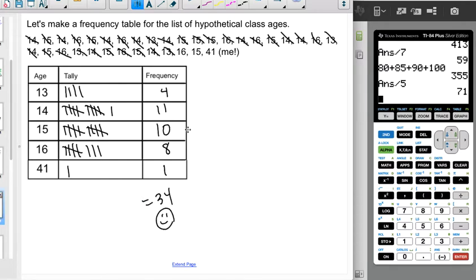So the nice thing about a frequency table like this is going to allow us to find things like mean, median, and mode a lot faster, right? So I'm actually going to go ahead and take a screenshot of this tally because I don't feel like remaking it on the next window. Yeah, that works. Okay, so let's use our frequency table.